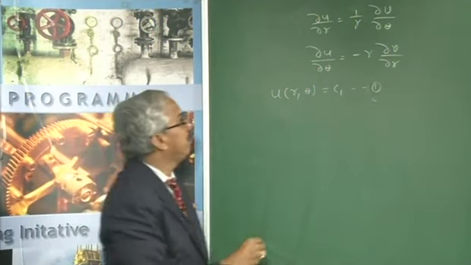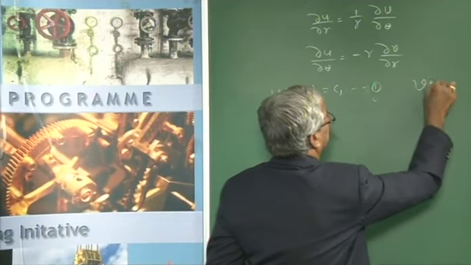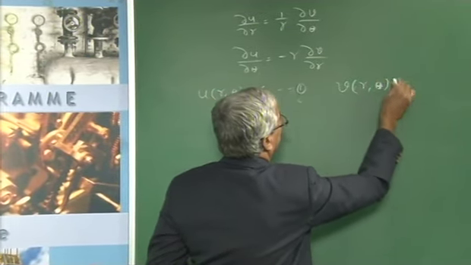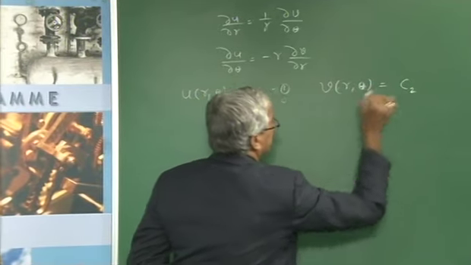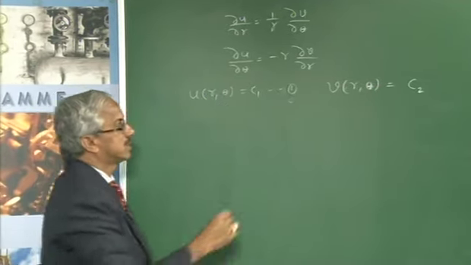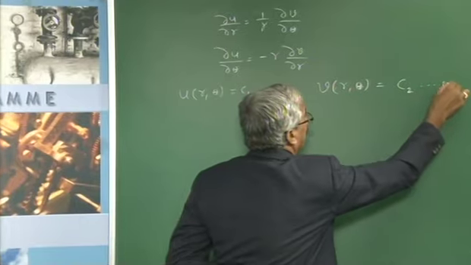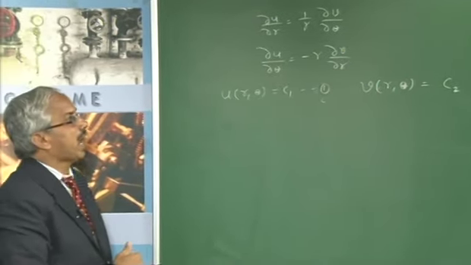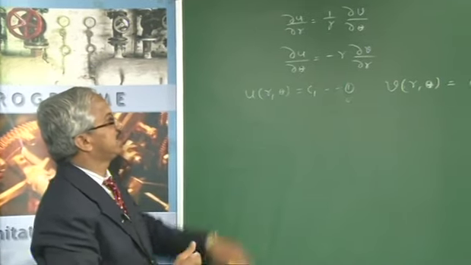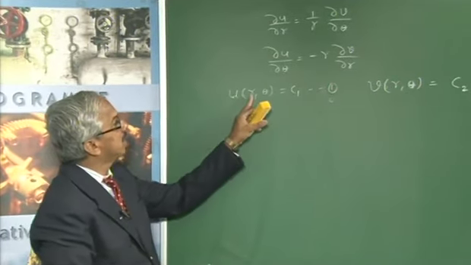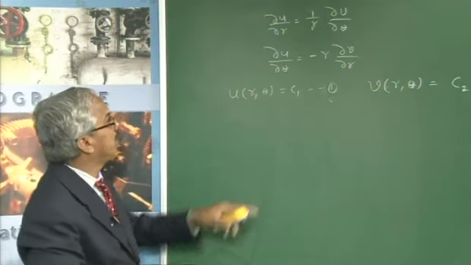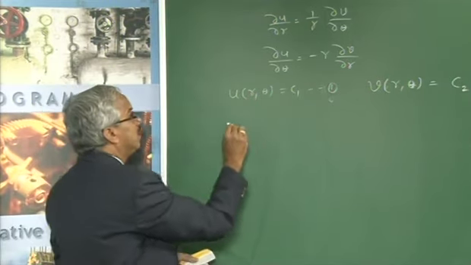This is the imaginary part of the analytic function, v of r comma theta is equal to C2. So we see two families of curves, one from the real part and another from the imaginary part. In this case also, u is a function of r and theta, and r is a function of theta. That is, in polar form r is always a function of theta.